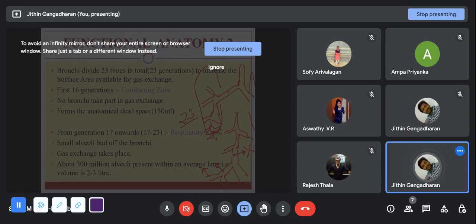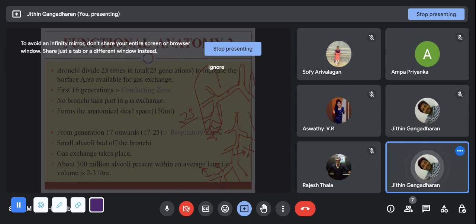So the bronchus divides into 23 generations. There are 23 divisions for these bronchi. Okay, the bronchi will be divided into 23 generations, 23 divisions happen in these bronchi. There are two types of dead space. The first one is anatomical dead space, and the second one is physiological dead space.